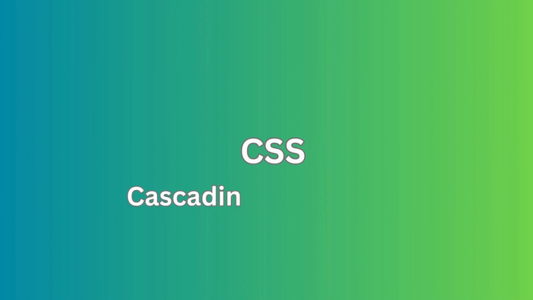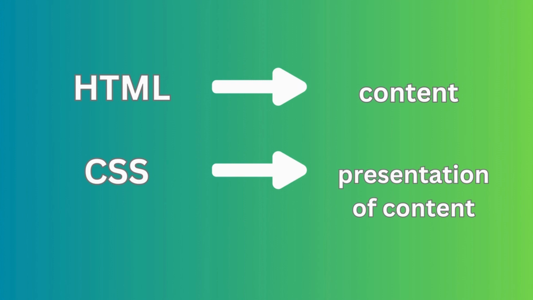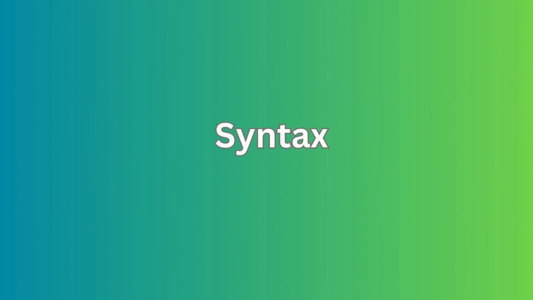CSS, or Cascading Style Sheets, is a style sheet language used to make web pages look good by controlling their appearance and layout. In comparison to HTML, which handles the content of a web page, CSS takes care of the presentation of this content. CSS defines how the content is displayed on a web page, including the layout, colors, fonts, and other visual aspects.